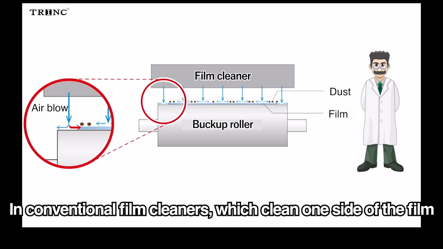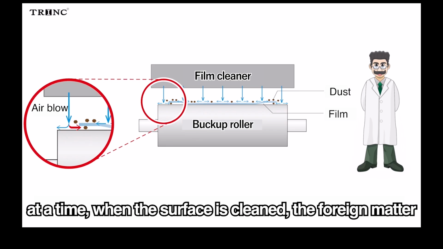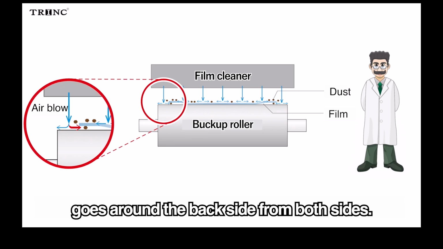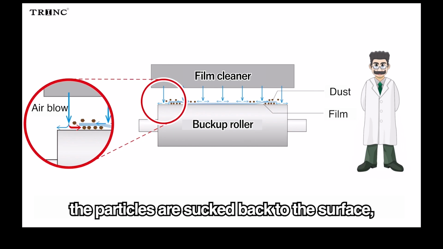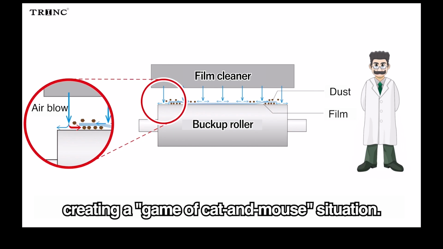In conventional film cleaners, which clean one side of the film at a time, when the surface is cleaned, the foreign matter goes around to the backside from both sides. When the backside is cleaned next, the particles are sucked back to the surface, creating a game of cat-and-mouse situation.